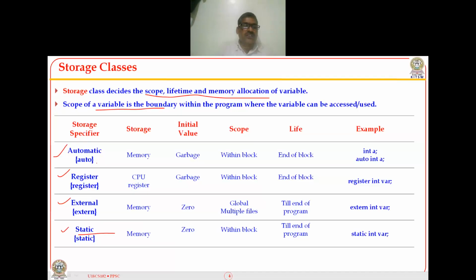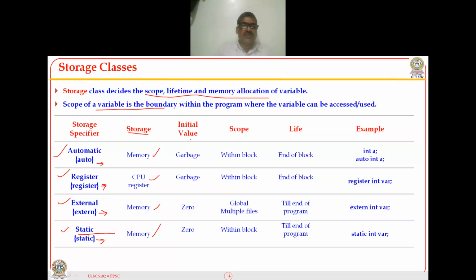The auto keyword is used for specifying an automatic variable. The register keyword is used for specifying the register storage class. Extern is the keyword used to specify an external variable, and static is the keyword used to specify the static storage class. Automatic variables are stored in the main memory. Register storage class variables are stored in CPU registers, and external and static storage class variables are also stored in the memory. That means except for the register storage class, all the remaining storage class variables are stored in the main memory.